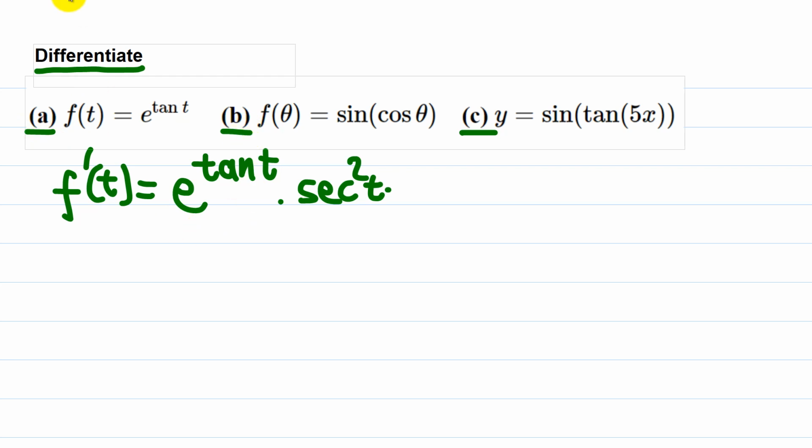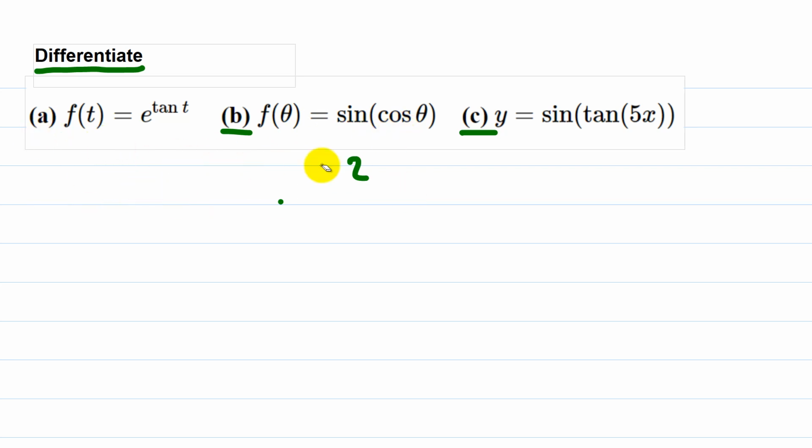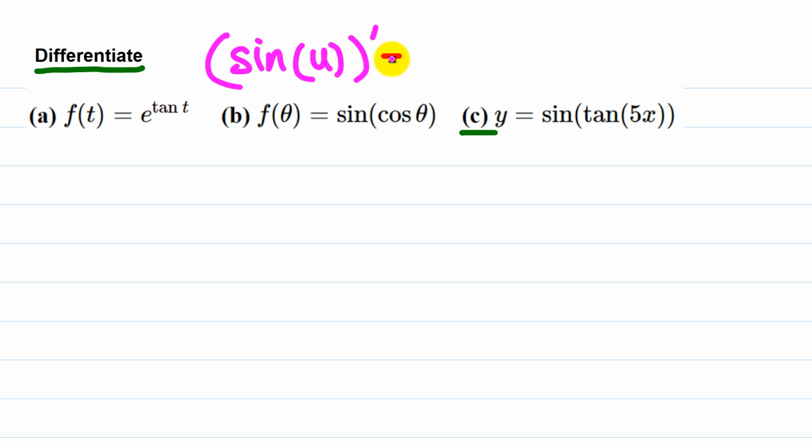Let me do part B. F is sine of cosine theta. So let me erase this. So in part B we got here sine of something, some other function, and as we know, when we have sine of another function u and we want to find its derivative from the chain rule, derivative of sine is cosine of that u times, from the chain rule, u prime. So I'm using this rule for part B.